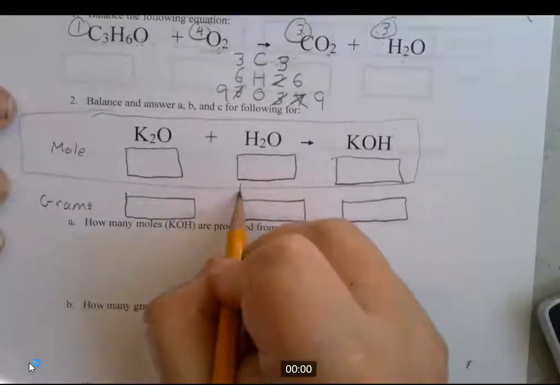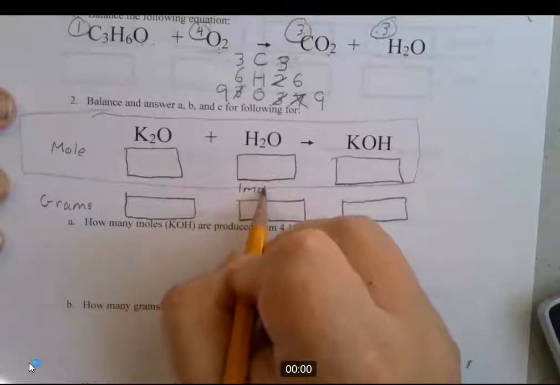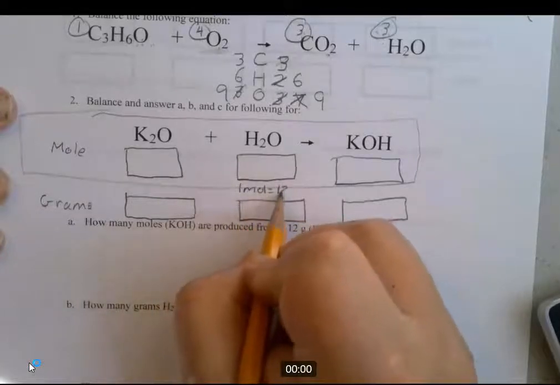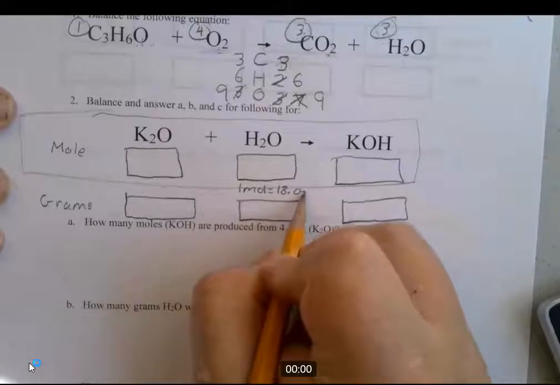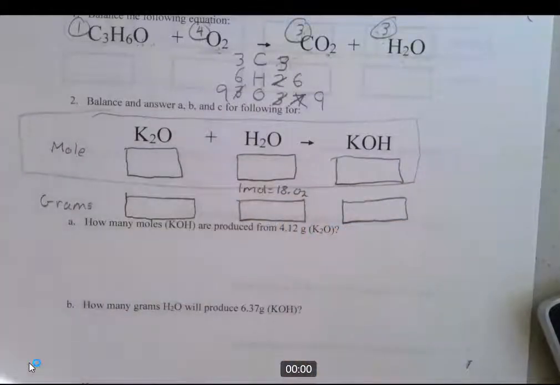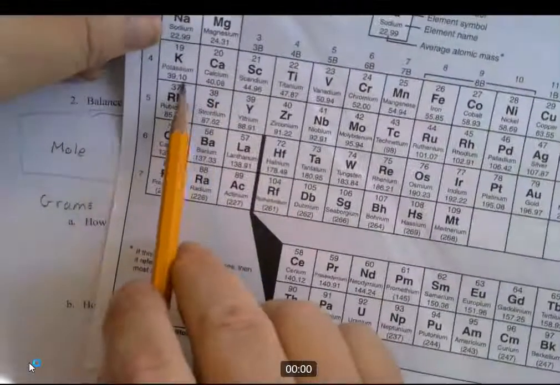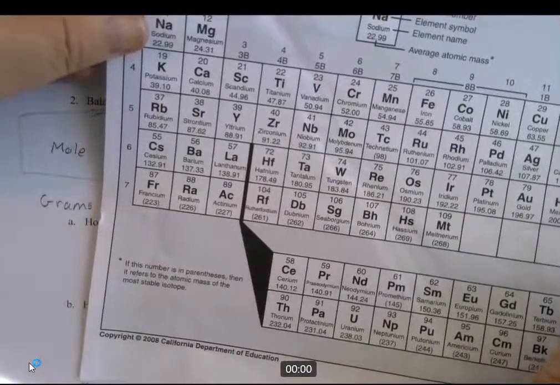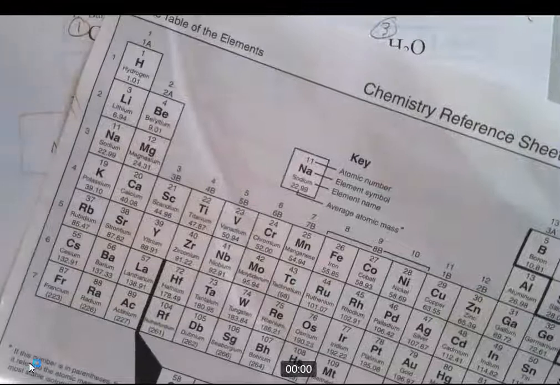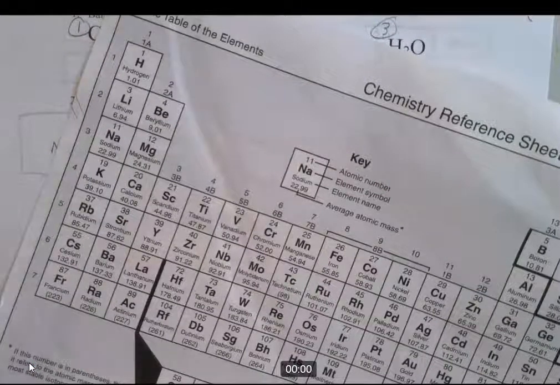So for water, it's 18.02 grams. Okay, for KOH, let's figure that one out. Potassium is 39.1, oxygen is 16, and H is 1.01, so we're going to add those. And that gives us, oops, made a mistake. $56.11.